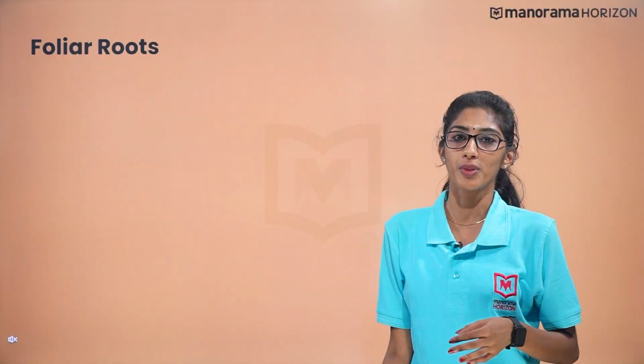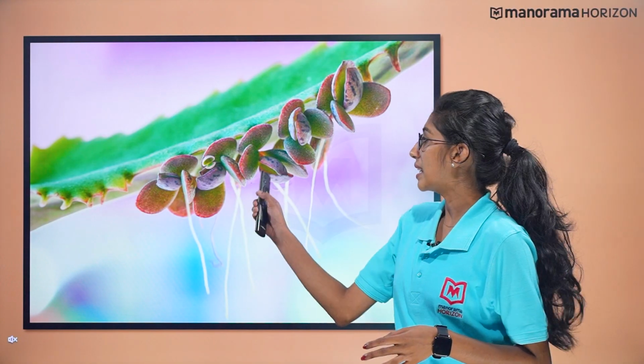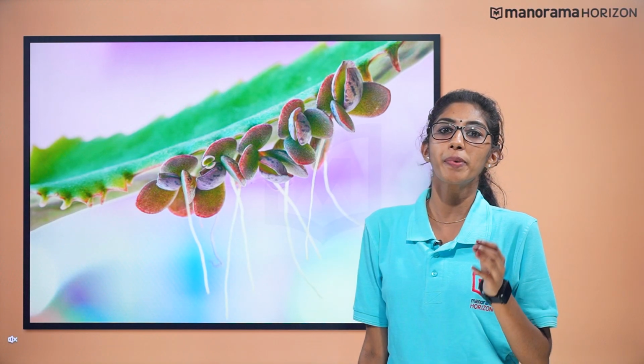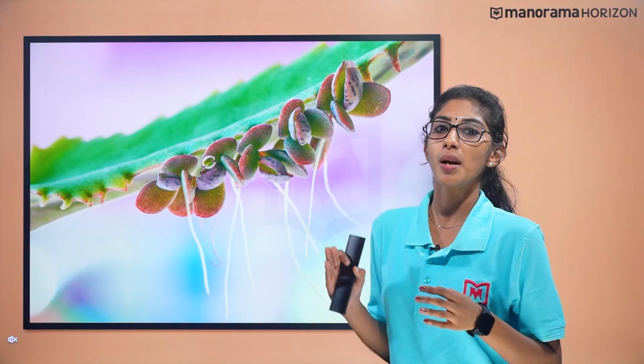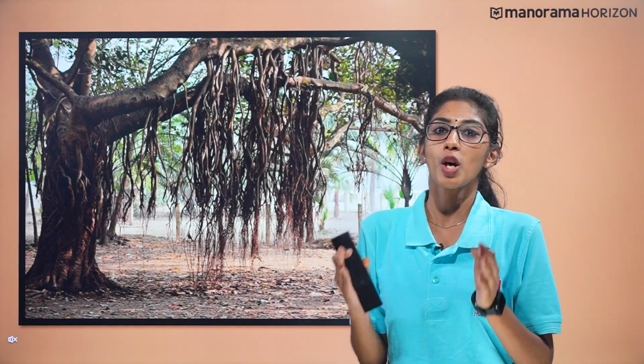The next type of root is foliar roots. These roots develop from the leaf, that is, from the petiole of the leaf, for example, Bryophyllum. The third type of adventitious roots are true adventitious roots. These roots develop from nodes and internodes of the stem. Examples are prop roots of the banyan tree, climbing roots of the money plant, roots from the stem when partially immersed in water, roots from the nodes, etc.